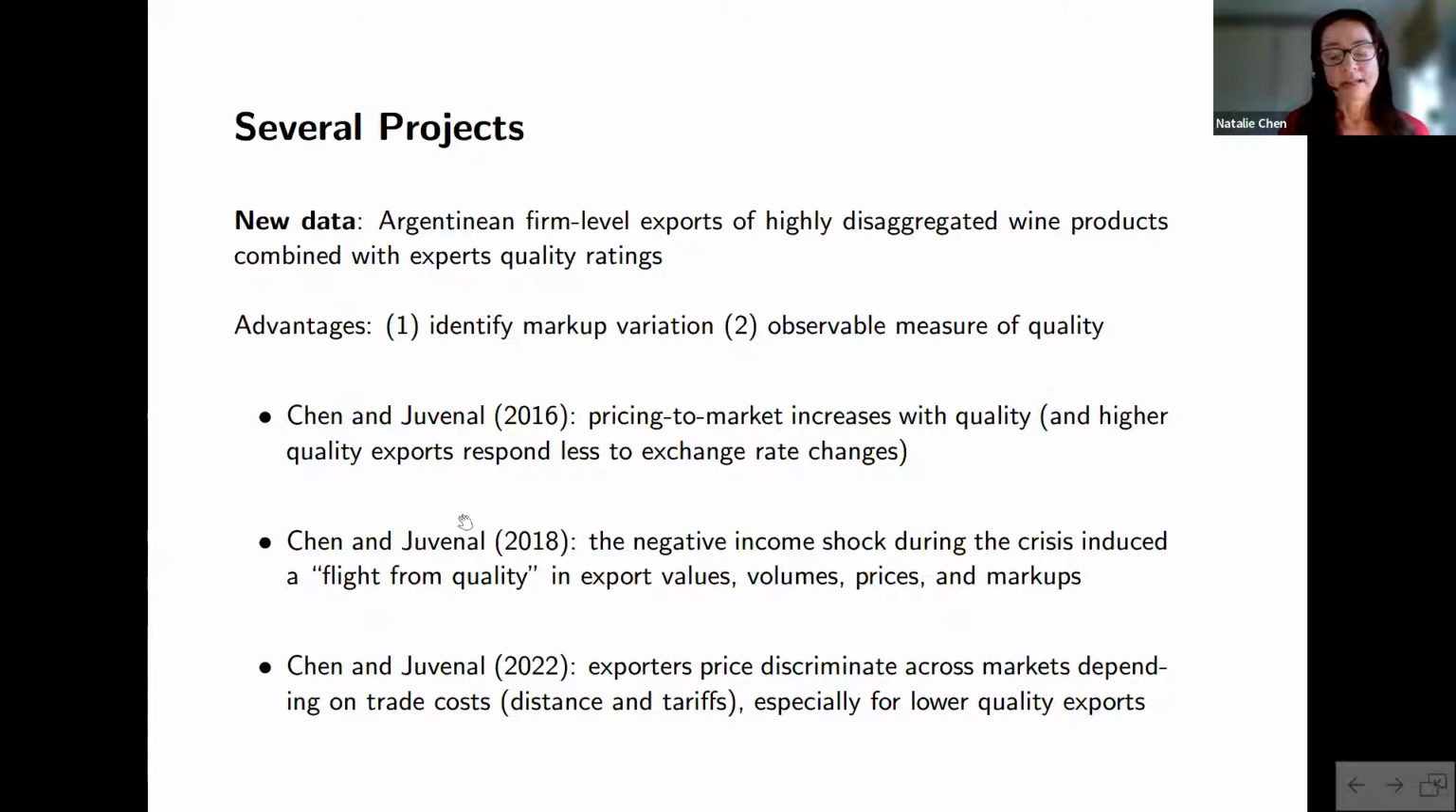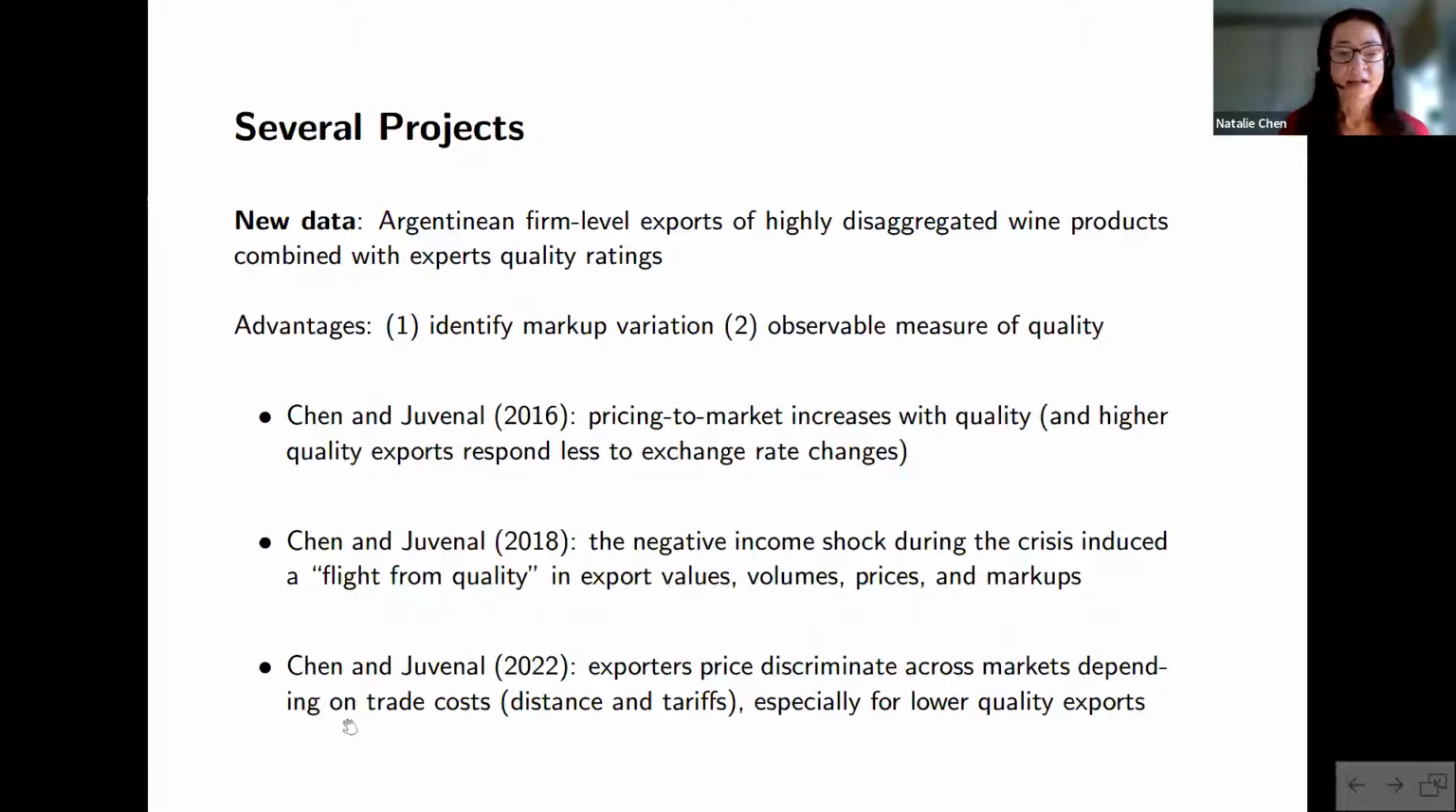In the 2018 paper, we use again the same data set, and we show that the negative income shock during the financial crisis reduced to a larger extent the export values, volumes, prices, and markups of higher quality exports. So there was a flight from quality during the financial crisis.